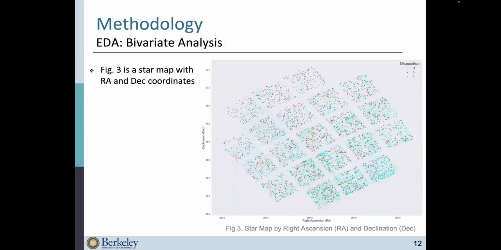And we also do some bivariate analysis. For example, figure 3 is a star map with RA and DEC coordinates. RA and DEC, right ascension and declination, are just like XY coordinates of the star. We plotted a star map, and like before, we use blue to indicate the false positive samples, red to indicate the stars that exist, and green to indicate the stars that are potential candidates.